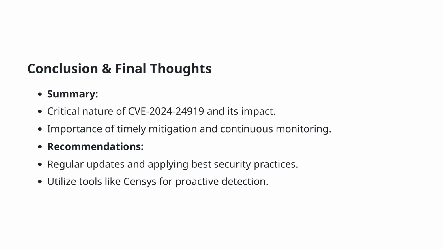In summary, we've discussed the critical nature of CVE-2024-24919 and its widespread impact on network security. It's important to understand that timely mitigation and continuous monitoring are vital in protecting your systems against this vulnerability. Keeping your systems regularly updated and applying best security practices are essential steps. Additionally, employing tools like Census can significantly aid in proactive detection efforts. These measures collectively ensure that your network remains secure and resilient against potential threats. Remember, staying vigilant and informed is key to maintaining robust security.